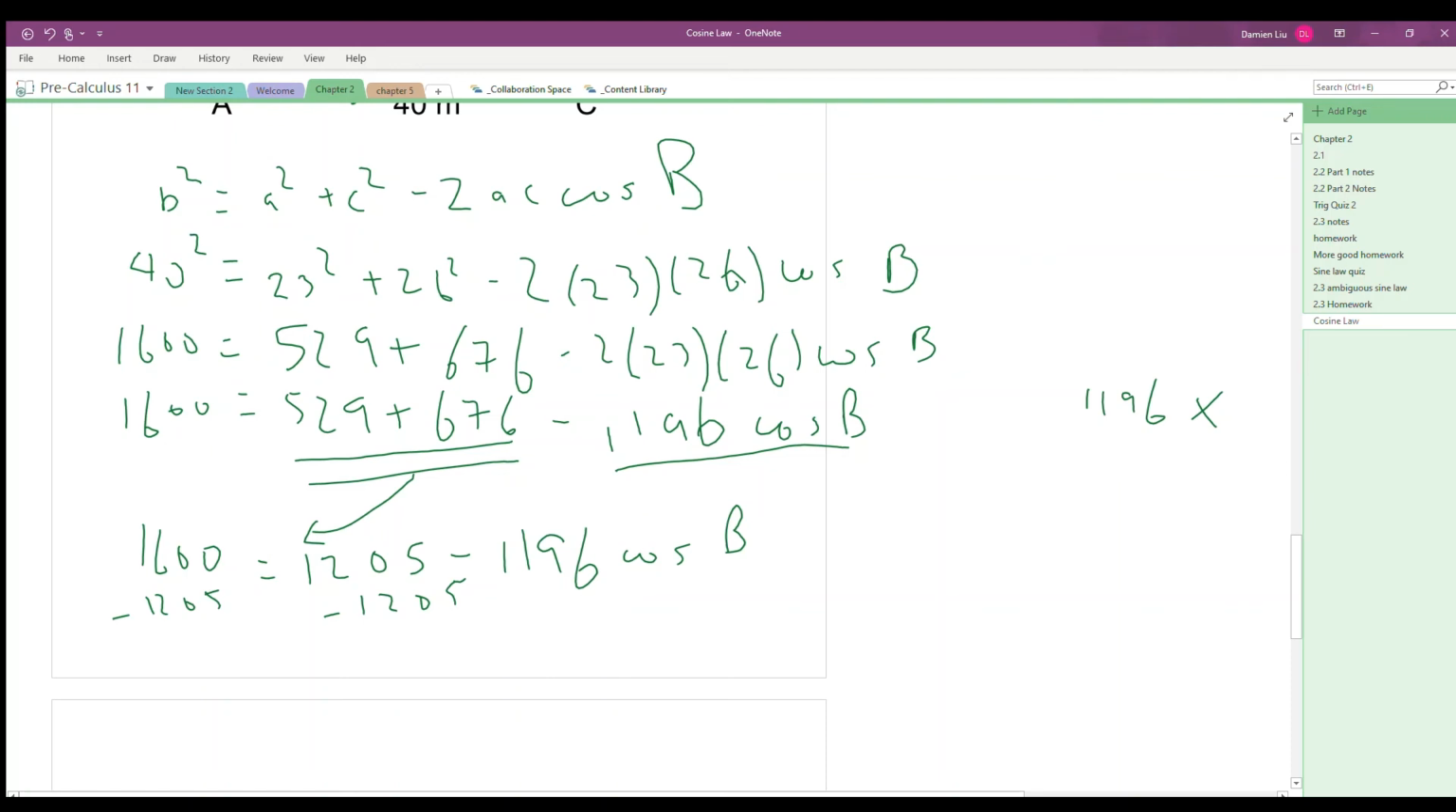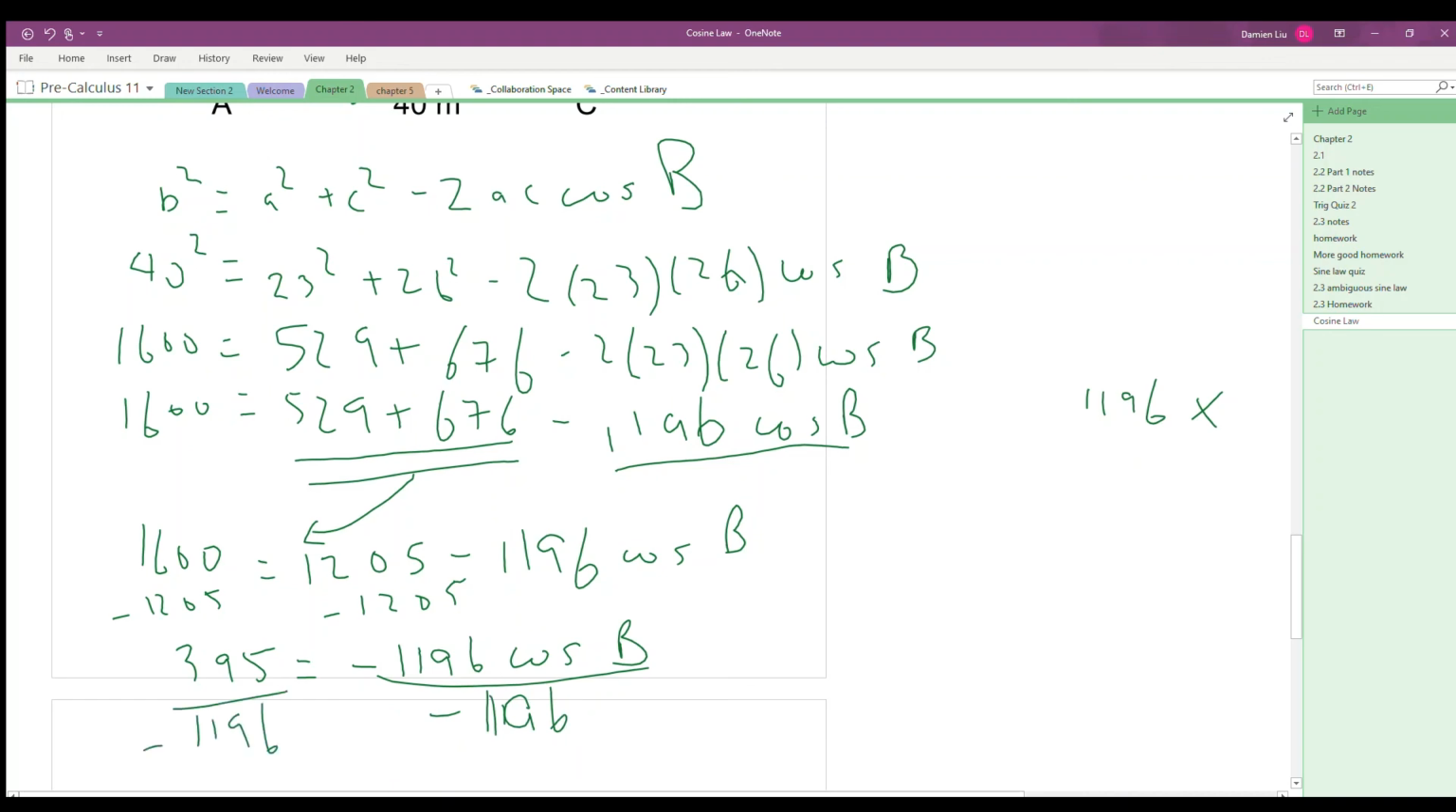So 1600 minus 1205 is 395. So I get 395 is equal to negative 1196 cos B. Please make sure that you understand the importance here of keeping the value in front of cos B together with cos B. Please do not just add or subtract it, because to get rid of it here, we must divide both sides by 1196. Okay, is that clear?